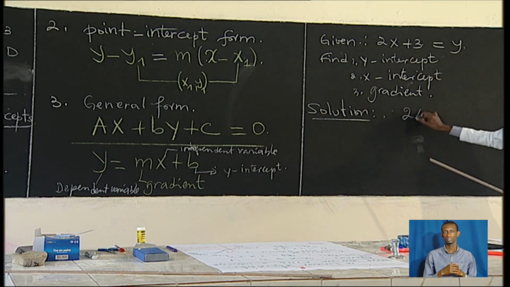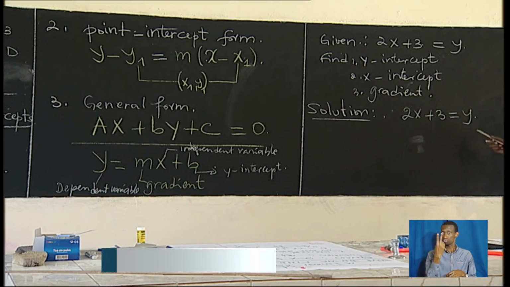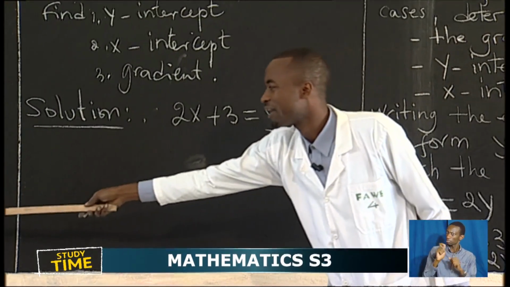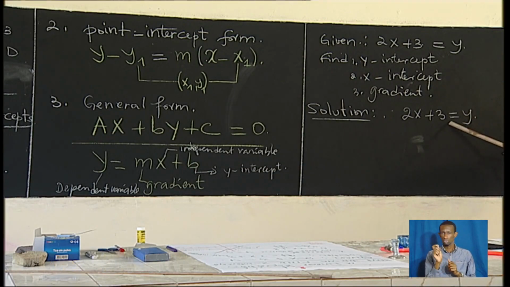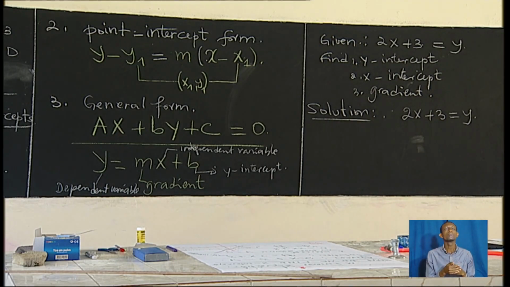If you are given 2x plus 3 equals y, of course, this one is not written in a form which we have over here. So we are going to write this equation in that form. And from there, we will be able to show what is y-intercept. And also from there, I will teach you how to find x-intercept. But there is also something that I want to talk about before we finish this question.